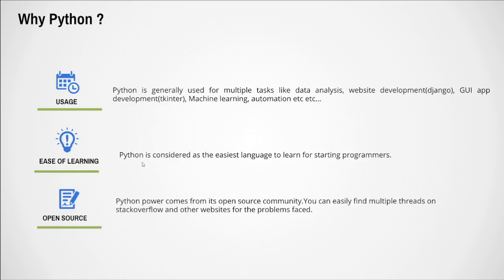Second, why we want to use Python is the ease of learning. Python is considered the easiest language to learn for starting programmers. Now this is debatable, because for some people, Python is not that easy to learn. They may prefer R, which is another language for doing data science work. They say R is easier, but in my opinion, I found Python much easier to learn in comparison to other languages. Again, it is debatable, but I will say Python is an easier language to learn.